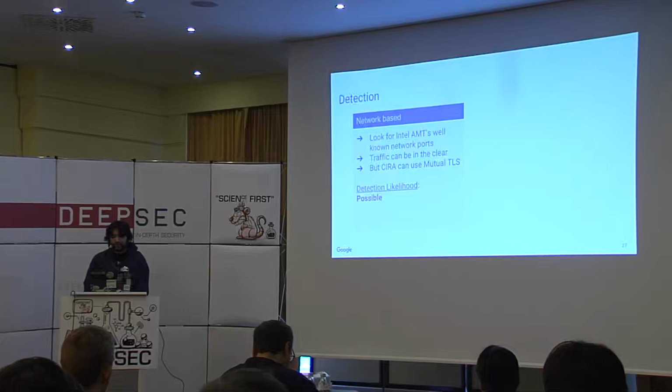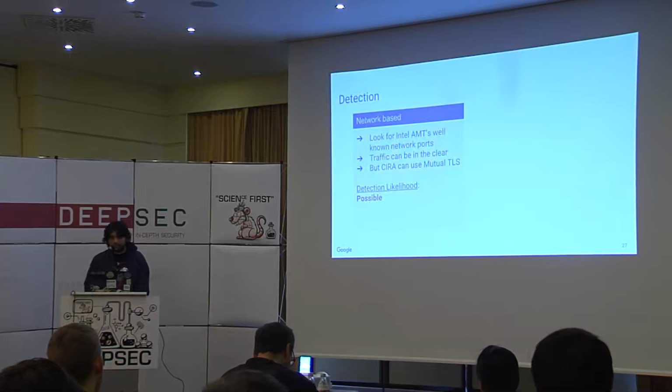During CIRA, all inbound network ports are closed. So if you probe any machine with AMT provisioned and CIRA enabled, then you will not get any response. But if CIRA is not enabled, then AMT will respond at 16992 usually. So that's still a possible avenue for scanning your network.